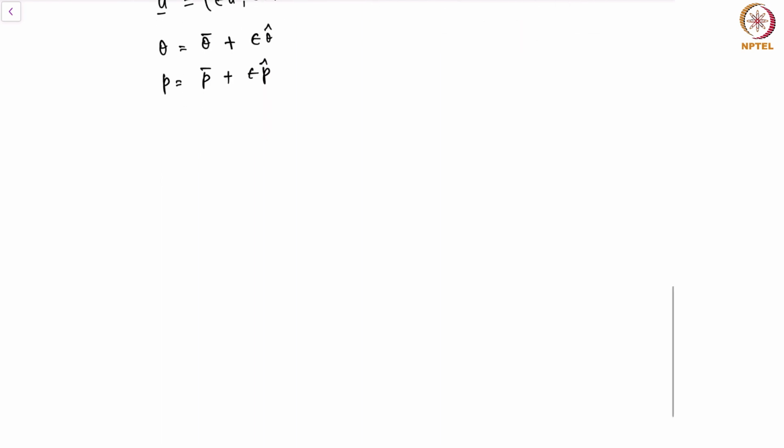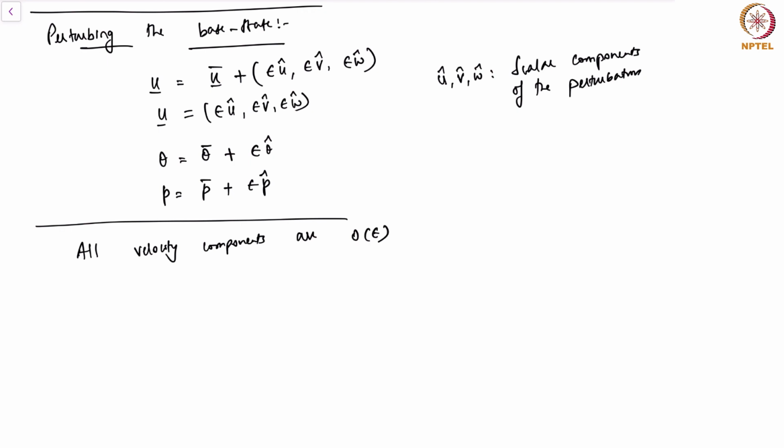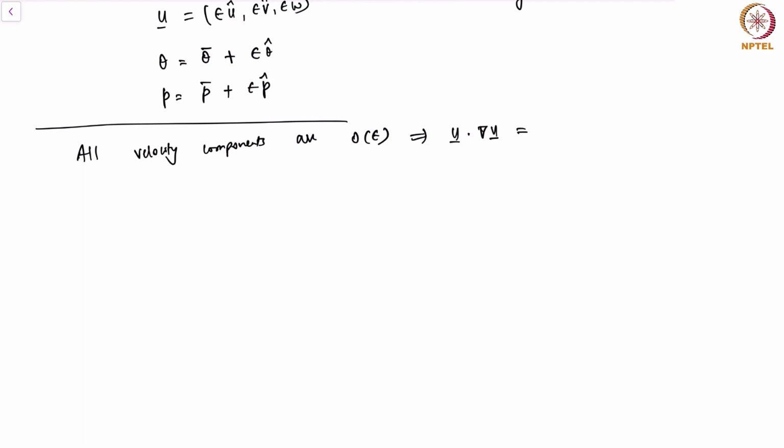So let's now derive the linearized equations. All velocity components are order epsilon, right? Because you can clearly see that there is no mean flow, there is only a perturbation epsilon velocity components. So therefore terms like u dot grad u, you will have 9 terms here, because u is a vector, all these terms will be order epsilon square, and hence they are small and can be ignored.